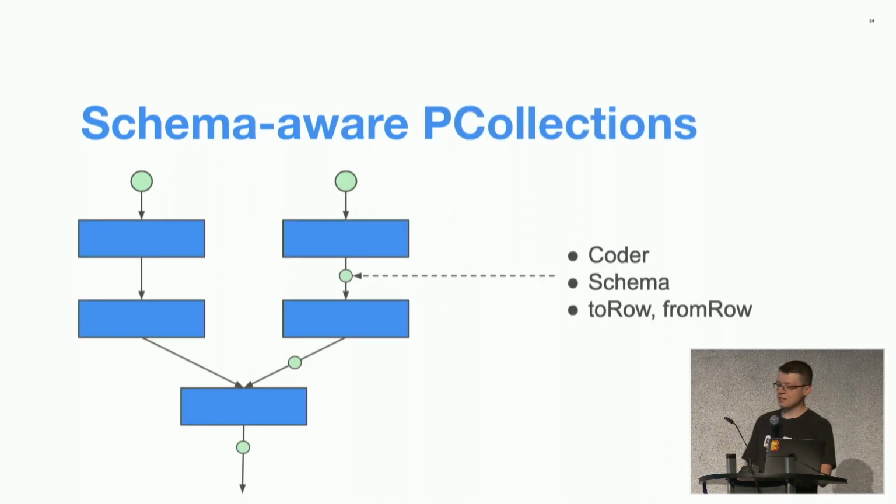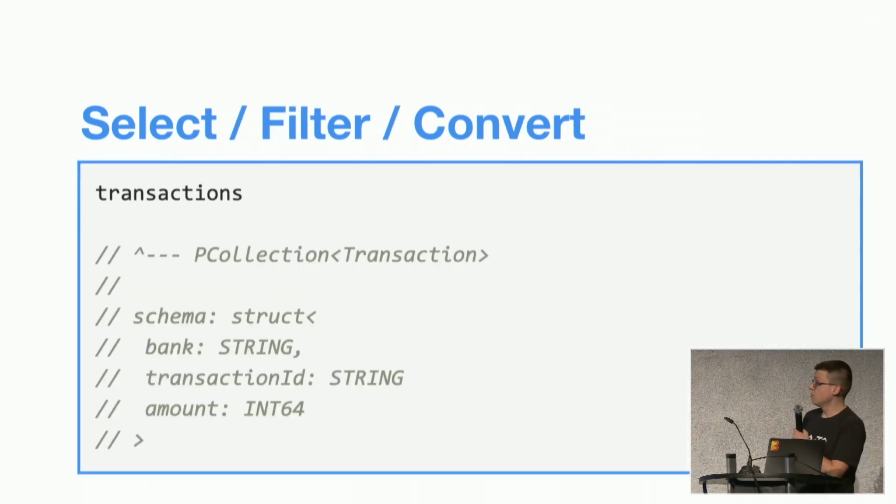But essentially, now our runner becomes much more aware of what's inside of your pipeline. It has ways to know that some of your PCollections have schema and has functions to transform SDK values to rows and back. What it means when we have a PCollection of transactions, it's not just a PCollection with bytes anymore. It has a schema, and it can transform values to rows.